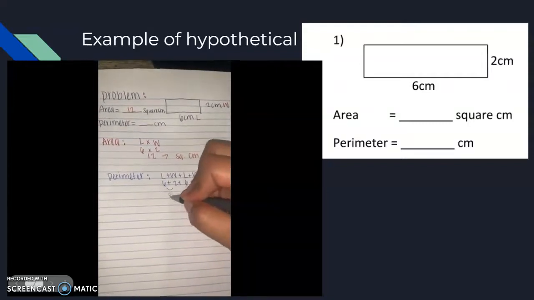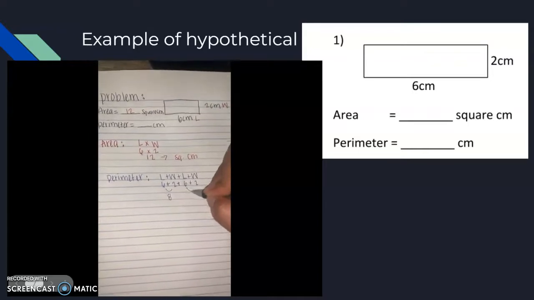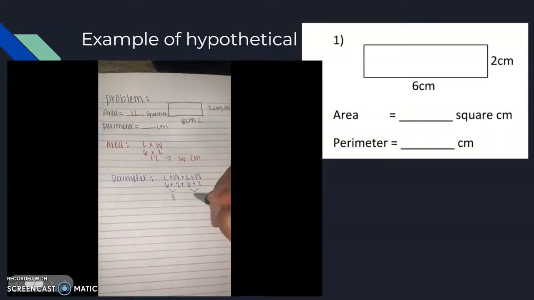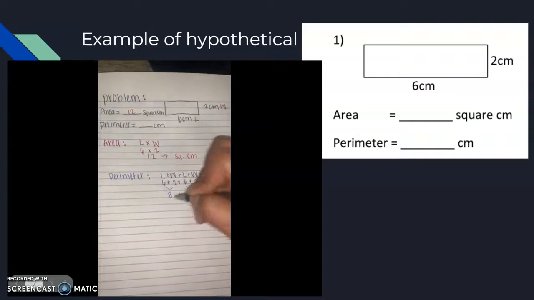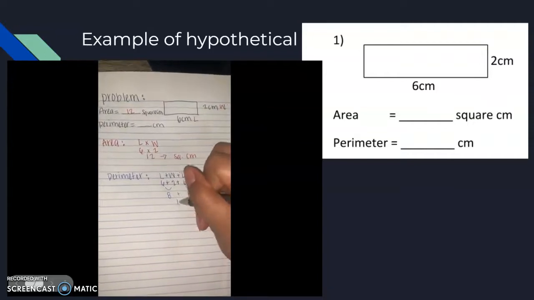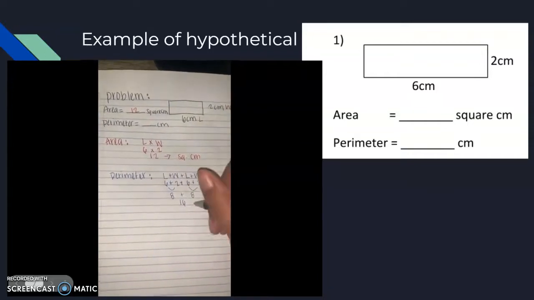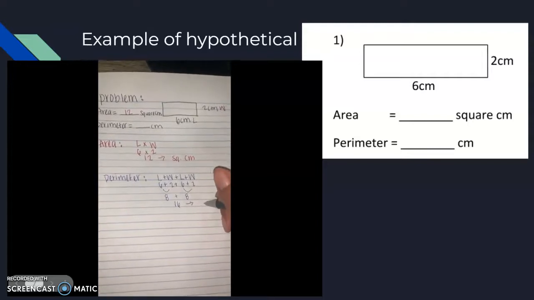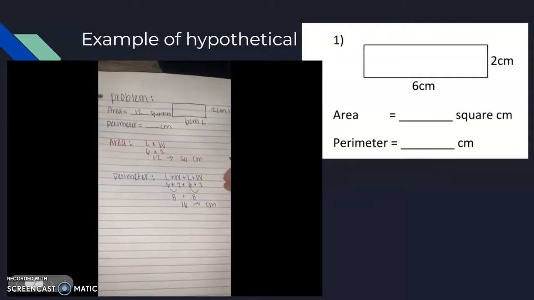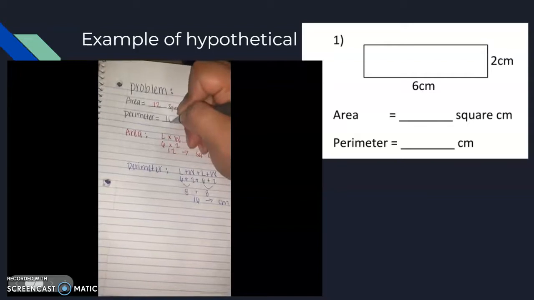So 6 plus 2 equals 8. Another 6 plus 2 equals 8. And that means if you add them together, 8 plus 8 equals 16. That means it's going to give you 16 centimeters for the perimeter.